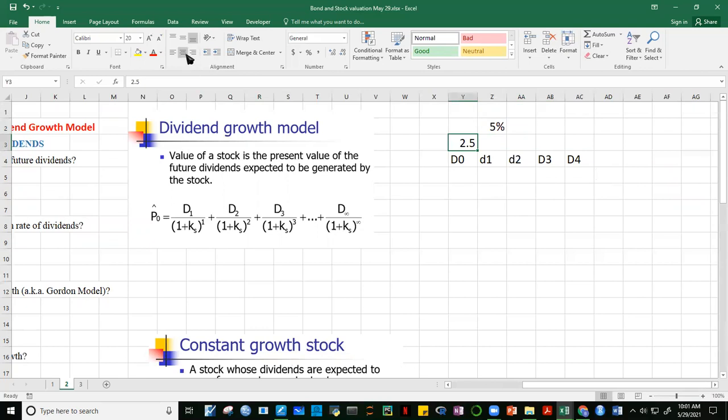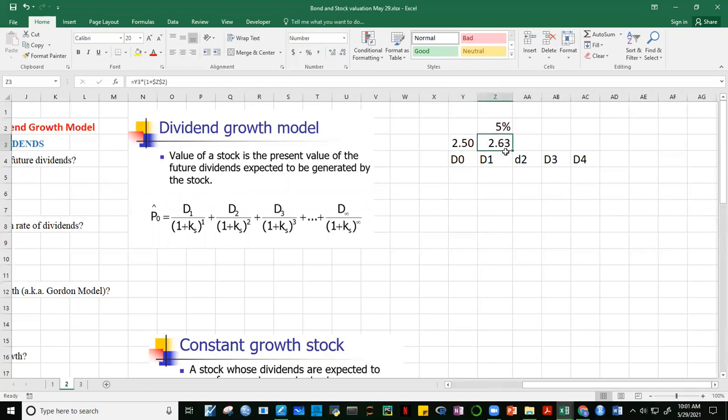This is our dividend now. So we can compute for the dividend after year 1, which is just equal to the current dividend 2.5 multiplied by, if it's going to grow by 5%, okay, and then we fix this. Okay, let's increase the font. Let's increase the decimal place. And then I can drag this continuously.